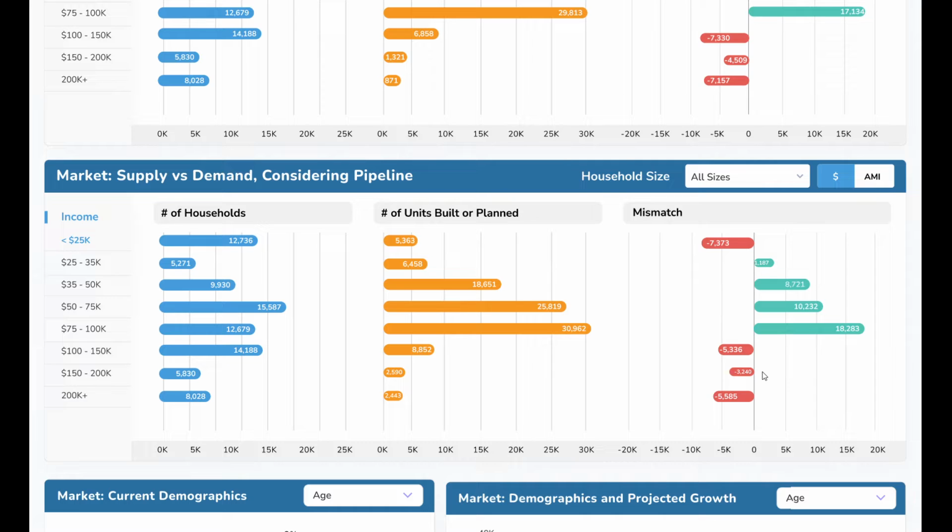Basically, the Housing Needs Assessment tool can tell you if the window of opportunity is projected to stay open and how large of a window it really is. In the second graph, you'll notice that the middle column, number of units built or planned, now takes into account the units that are being currently built and the units that are in the pipeline. Notice that the magnitude of the mismatches change, but there is still significant need for those making less than $25,000 per year and those making more than $100,000 per year.